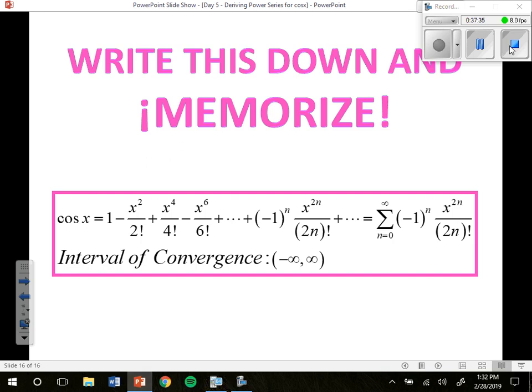Your only homework is to memorize this, memorize x to the n. We're gonna learn 2 more tomorrow and then do some things with them.